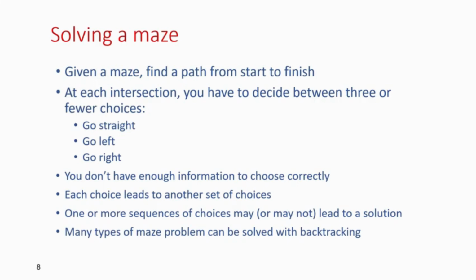So here we can see the setup, moves and results. A board with holes, all but one filled with pegs, right? You can jump over one peg with another, and as a result of the move, jumped pegs are removed. The goal is to remove all but the last peg. Backtracking is relevant because you do not have enough information to jump correctly from the start, right? Each choice leads to a new set of choices, one or more sequences of choices may or may not lead to a solution, and many such puzzles can be solved with backtracking. It systematically explores the possible moves.